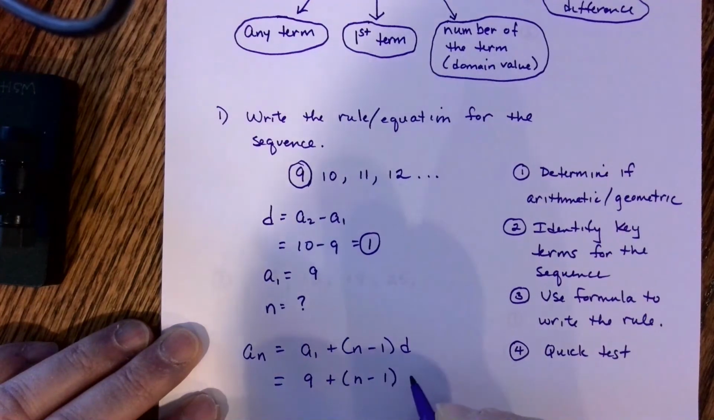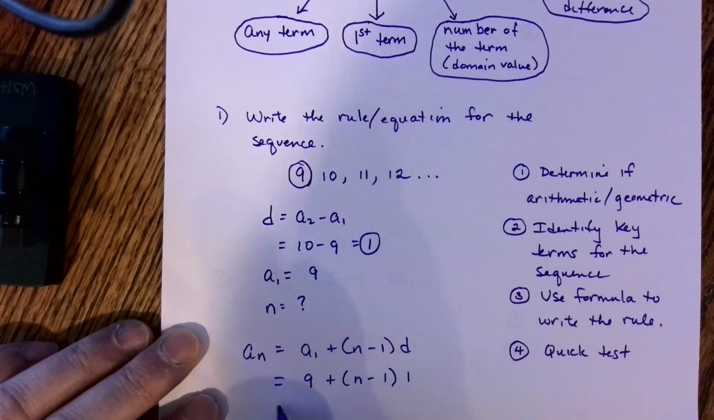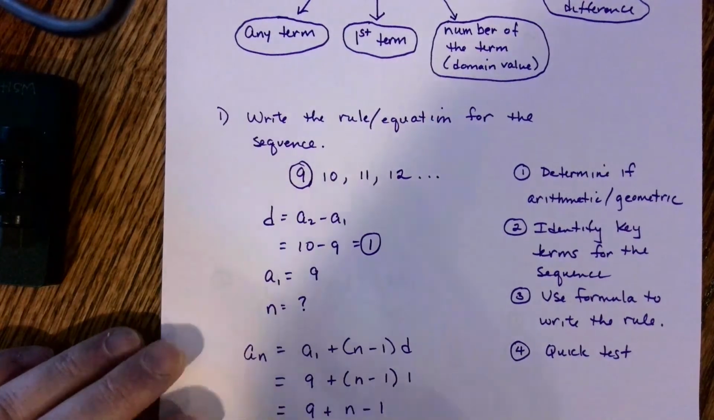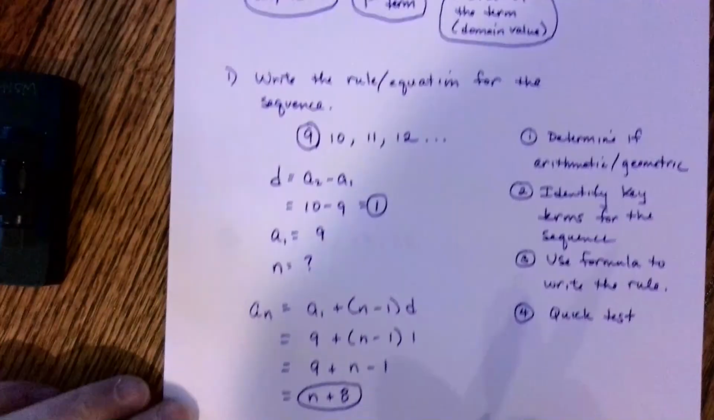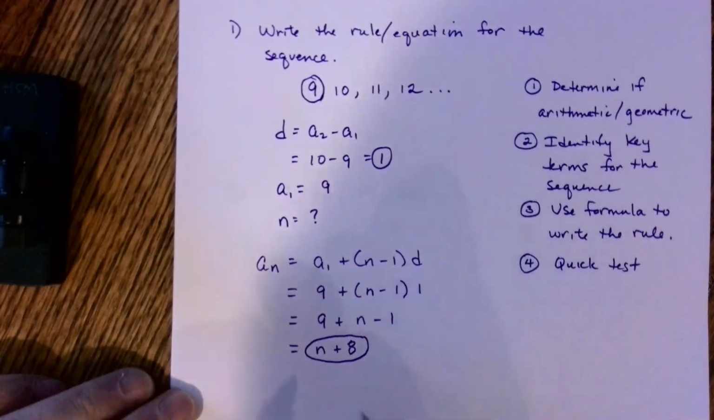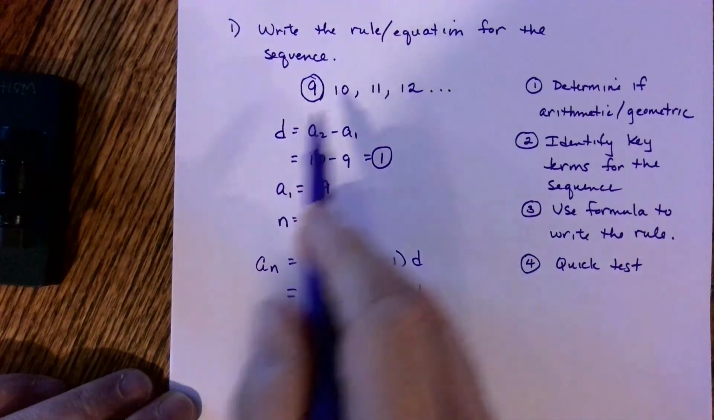And my common difference is 1, which we found right here. Now, doing the simple algebra, distributing the 1, and cleaning this up, I end up with n plus 8 as my rule that would represent any term in this sequence. Let me slide that up so you can see it. N plus 8 would be the formula that I would use to calculate any term in this sequence.